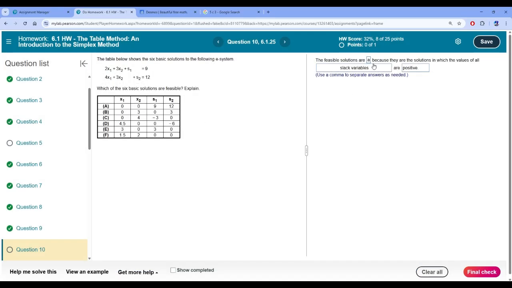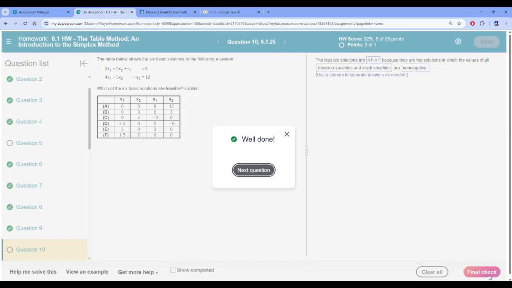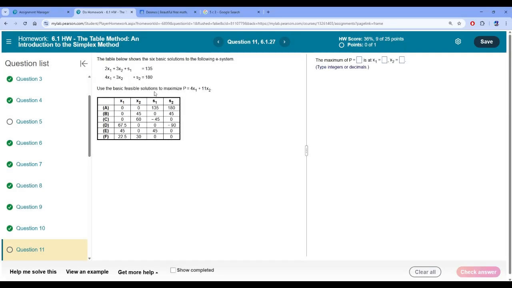Okay, so A, B, E, and F. Because... Okay. So in a system, you cannot have negatives. As I'm going through, I'm understanding these.